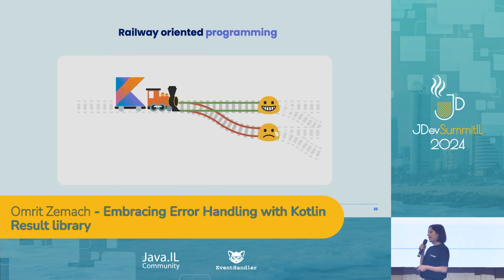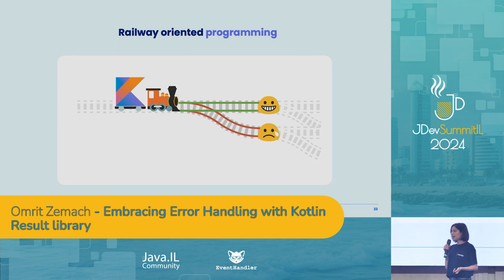And in order to make the exploration of this library more engaging and visual, I am going to use something called railway-oriented programming, which makes an analogy of the Result type as two railway tracks. One is a success track, and one is an error track.